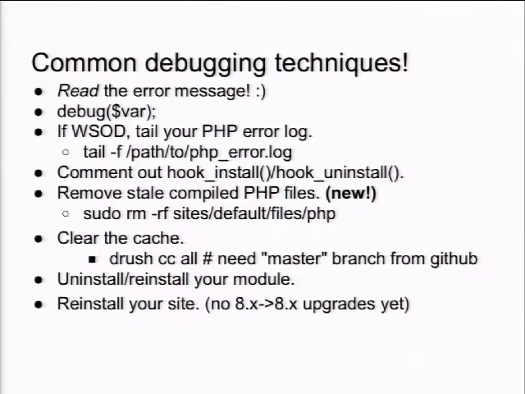This is new in Drupal 8. When you do something like enable a module, it compiles what's called a PHP container. And that has basically a cache of all of your functions and classes and all this kind of stuff. If that gets messed up, that can cause a problem. So you can actually just remove everything in the PHP directory in your site's default files. That's a new step, in addition to clearing the cache, that you want to try in Drupal 8. Clearing the cache is always good. Uninstalling and reinstalling your module, if you can get that far, is always good. And then finally, sometimes you just need to reinstall your site right now, because we don't provide 8.x to 8.x upgrades until beta-ish.